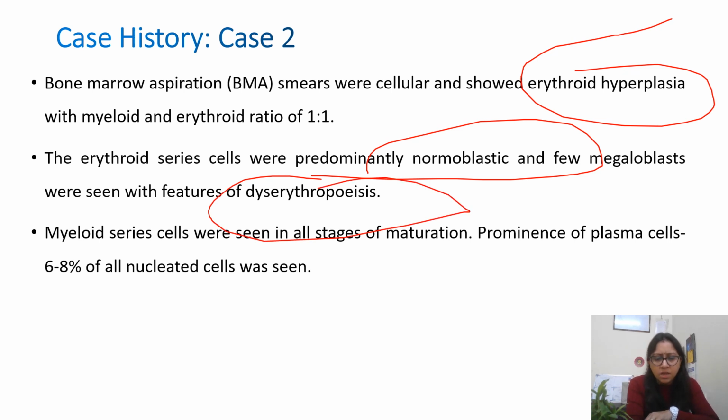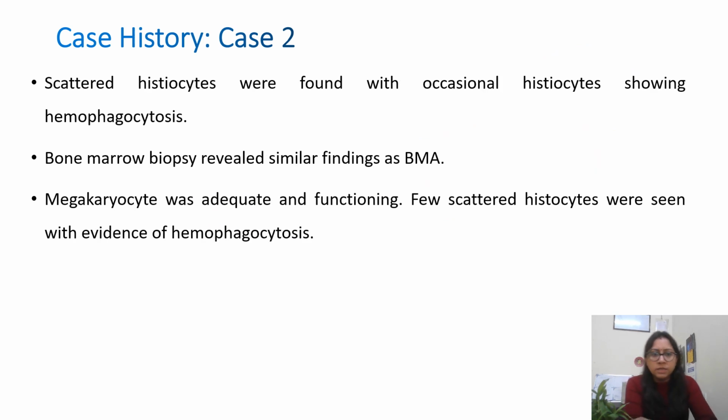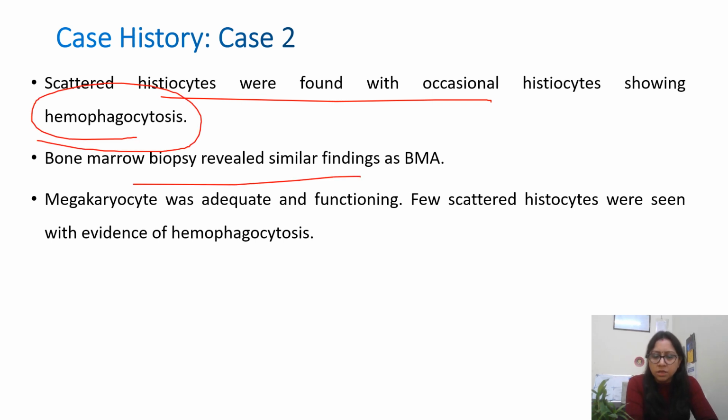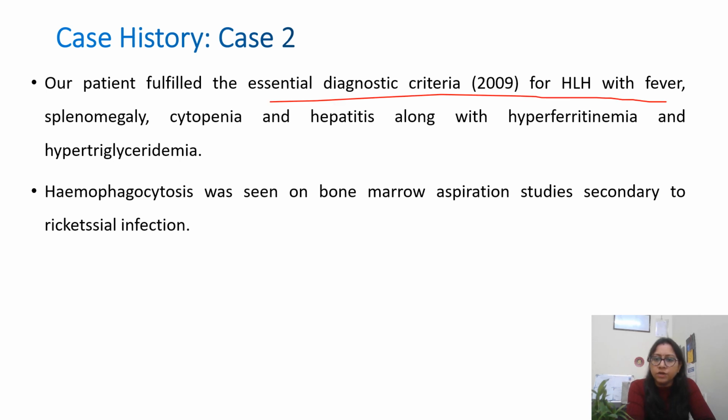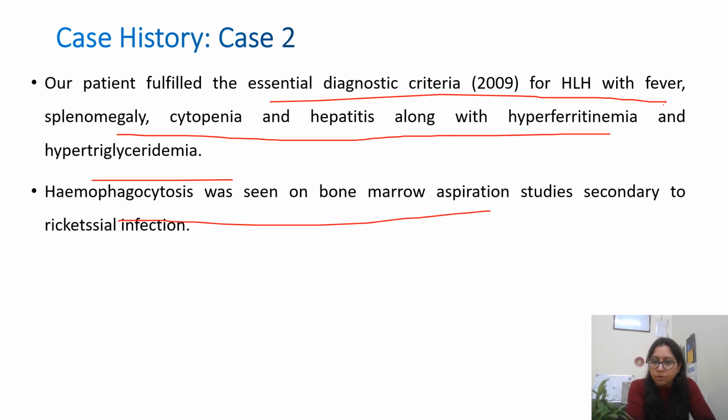Myeloid series cells were in all stages of maturation. Prominence of plasma cells was seen. Scattered histiocytes were seen, with occasional histiocytes showing hemophagocytosis. Bone marrow biopsy was in concordance with the bone marrow aspirate finding. So there was evidence of hemophagocytosis on biopsy and aspirate as well. Our patient fulfilled the essential diagnostic criteria for HLH, that is fever, splenomegaly, cytopenia, hepatitis along with hyperferritinemia and hypertriglyceridemia. Hemophagocytosis was seen on bone marrow aspiration.